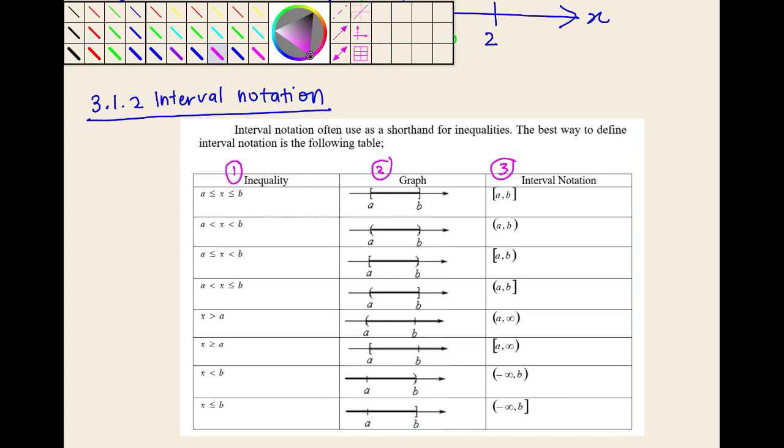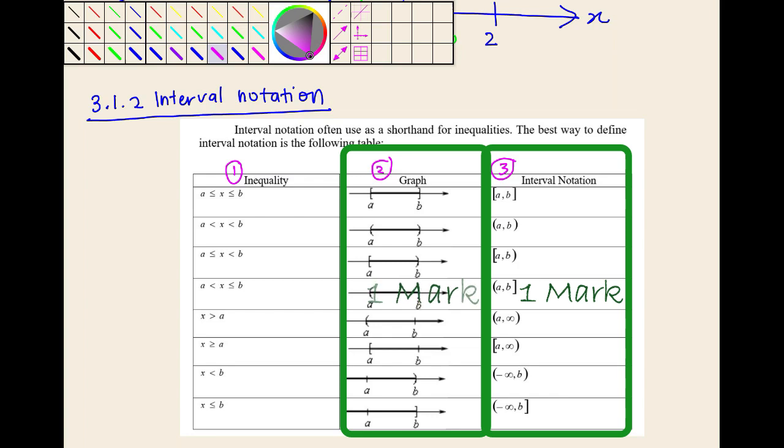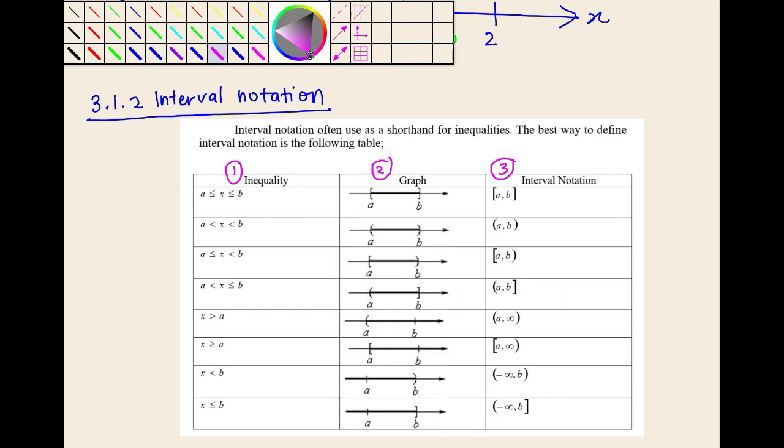Okay, tetapi sometimes the questions really nak bagi you extra mark. So dia mungkin akan kata solve for x and write your answer in interval notation and in graph. So that means dia nak dalam bentuk interval and lagi satu dalam bentuk graph. So if you write your answer in interval notation, you get 1 mark. And if you draw the graph, you get another 1 mark. So the way of writing ada 3 jenis.